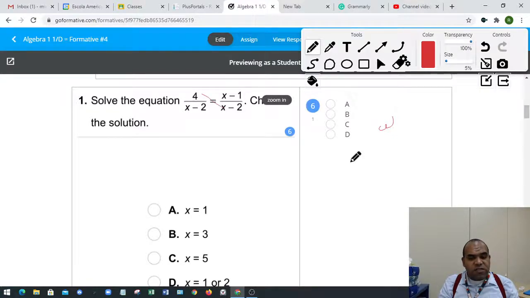Let's cross multiply. Remember this one? We need to cross multiply. And when you cross multiply here, you got it for x minus 2. The other thing here is x minus 1 times x minus 2. To solve this one for x, this one is negative 8. And this one, I need to distribute to solve those problems here. And I checked it out, guys.